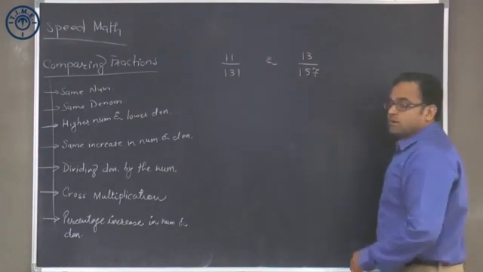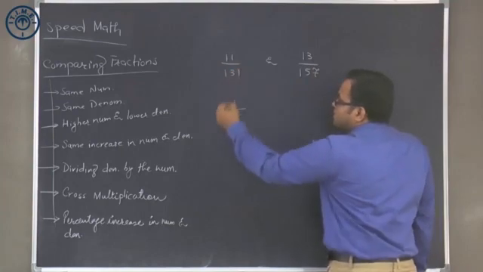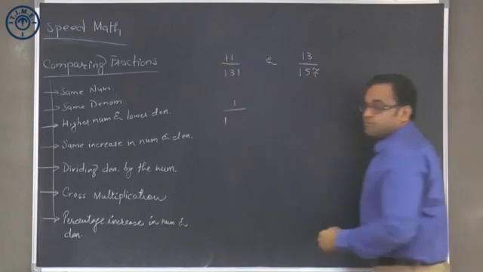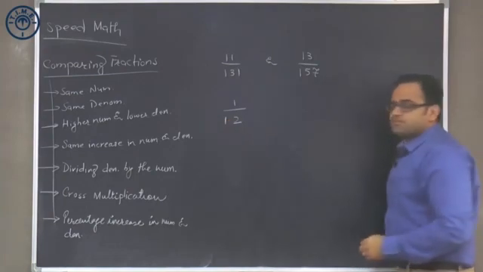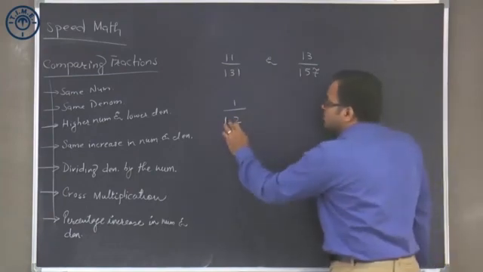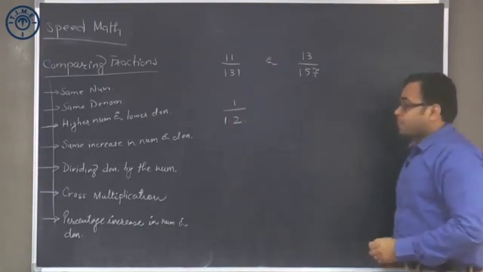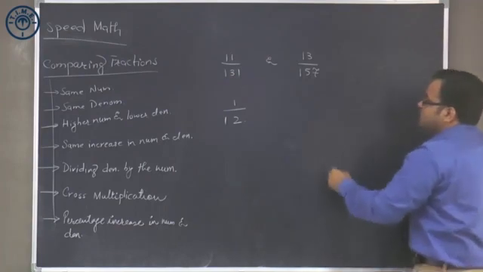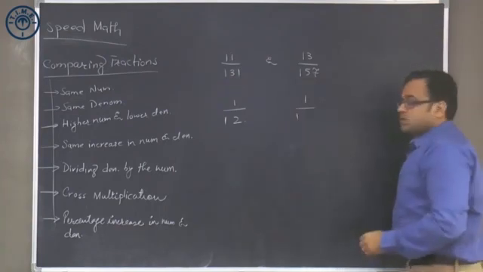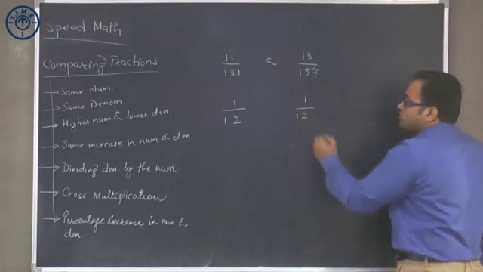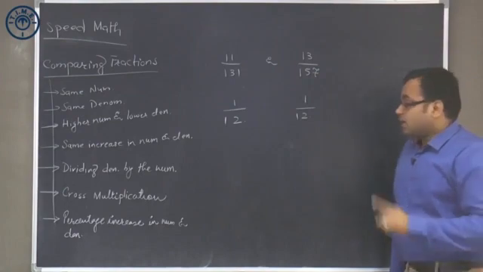If I divide the denominator by the numerator, what I will get is 131 upon 11. So 11 1 is 11, 11 2 is 22, that is approximately 2, so that's 12 point something. On the other hand, if I observe here, this will be 157 upon 13. 13 1 is 13, 13 2 is 26, 12 point something. I am now confused which one will be greater.